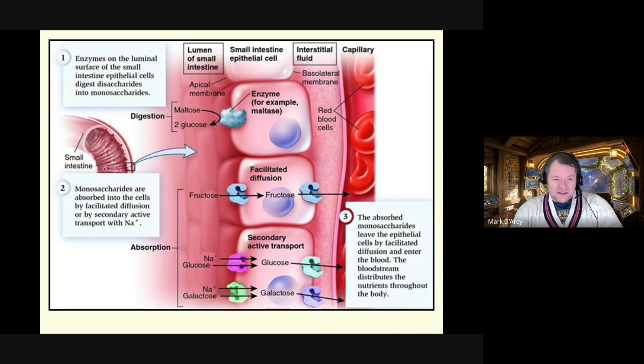And this is basically showing you this general process. Enzymes on the luminal surface of the small intestine epithelial cells digest disaccharides into monosaccharides. Monosaccharides are absorbed into the cells by facilitated diffusion or by secondary active transport with sodium. At the other end, the blood capillary end, the absorbed monosaccharides leave the epithelial cells by facilitated diffusion and enter the blood. The bloodstream distributes the nutrients throughout the body, although going to the liver first to remove any toxins.